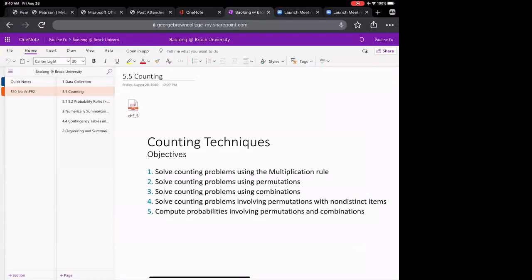At the end of this lecture, you will be able to solve counting problems using the multiplication rule, using permutations, using combinations, and involving permutations with non-distinct items, and compute probabilities involving permutations and combinations.